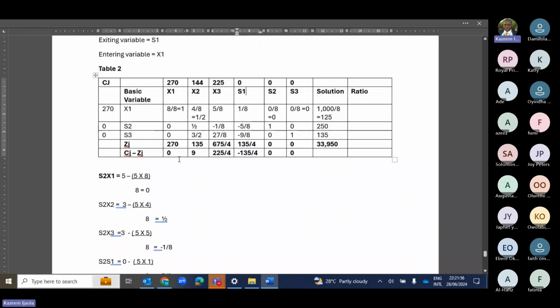So if you check this table now, we have not reached our optimal solution. Because we have not reached the optimal solution, we need to move on to table 3. Why have we not reached it? Because this one is the problem for us. These two are still positive. So you need to move on to table 3.